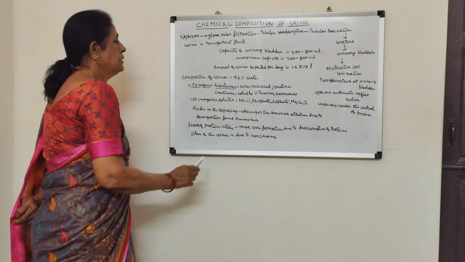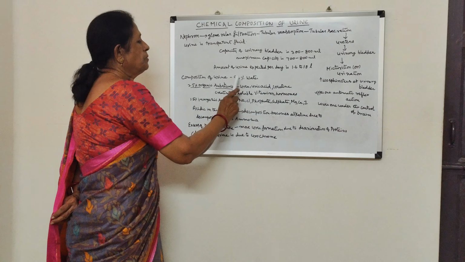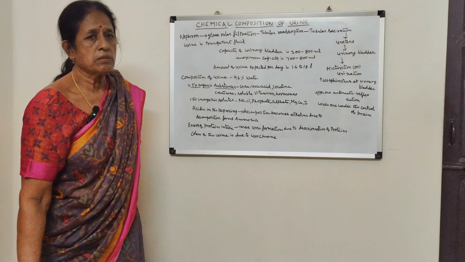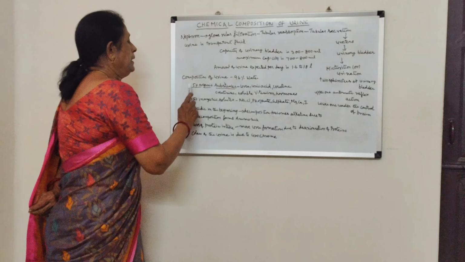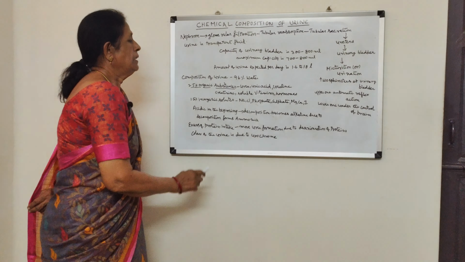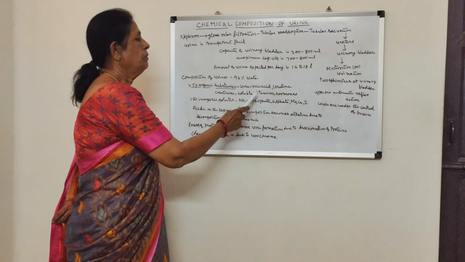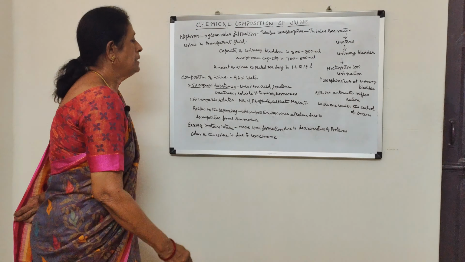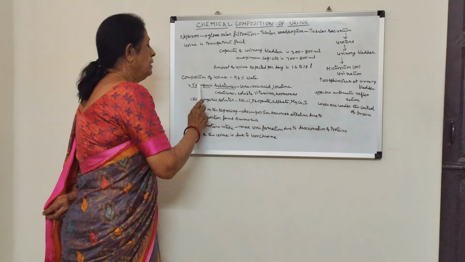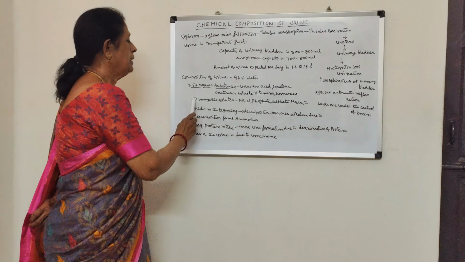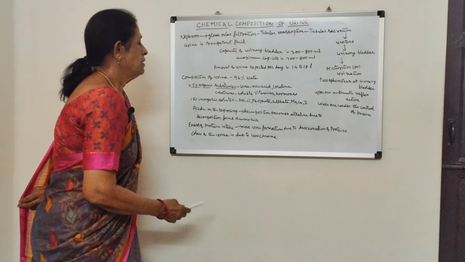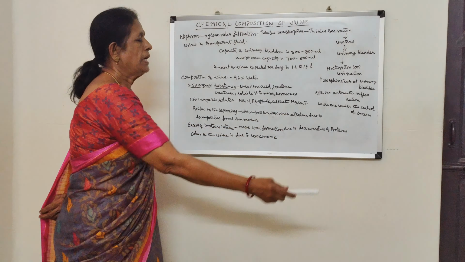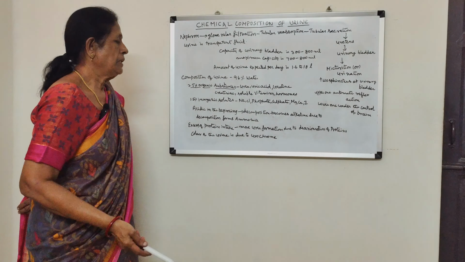If you see the chemical composition, in urine 96% water is present. The color of the urine is due to the pigment called urochrome, and 2.5% organic substances like urea, uric acid, creatine, creatinine, water-soluble vitamins and hormones are present in urine, and 1.5% inorganic solutes. Inorganic solutes like sodium, chlorine, phosphate, sulfate, magnesium, calcium and iodine are all present in the urine.